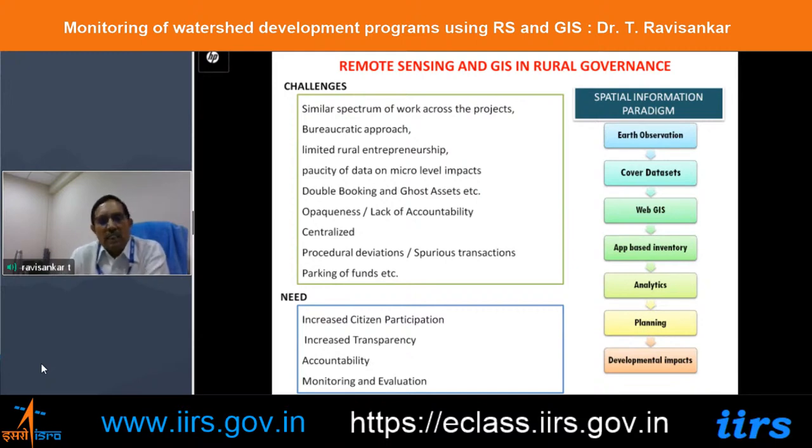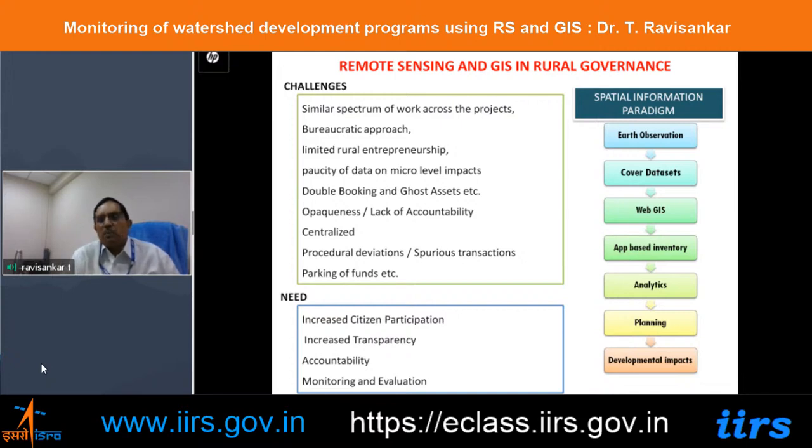So what is needed in the modern context is increased citizen participation, increased transparency, accountability, monitoring and evaluation. I think all these things are addressed in the modern spatial information paradigm shift that we are seeing, and continuously it is happening.